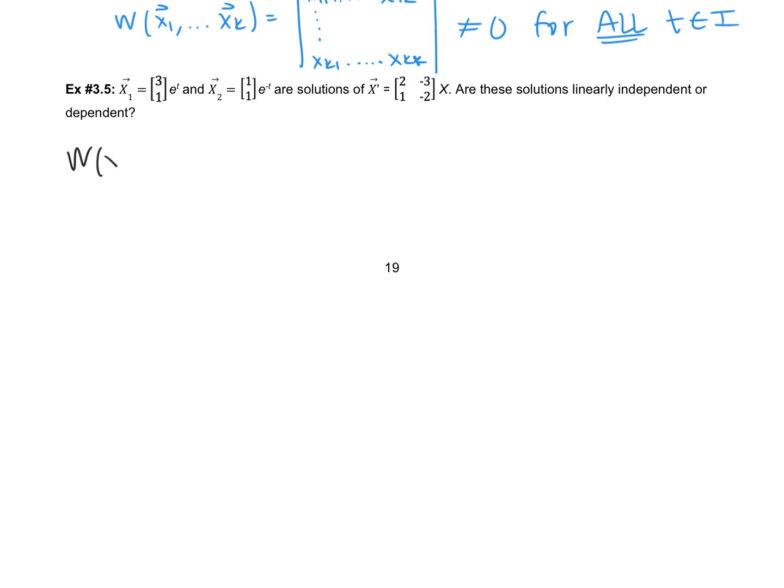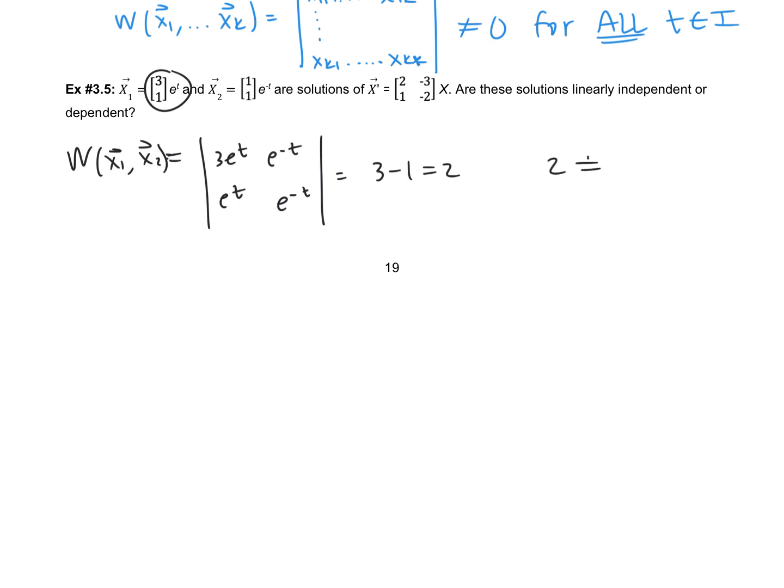The Wronskian of x1 and x2, we're going to find the determinant of the matrix. The first solution is 3e to the t and e to the t. The second solution is e to the negative t and e to the negative t. If we found the determinant, we would have 3 subtract 1, which is 2. Because that determinant does not equal 0 on the entire interval of negative infinity to infinity, that tells us that x1 and x2 are linearly independent.